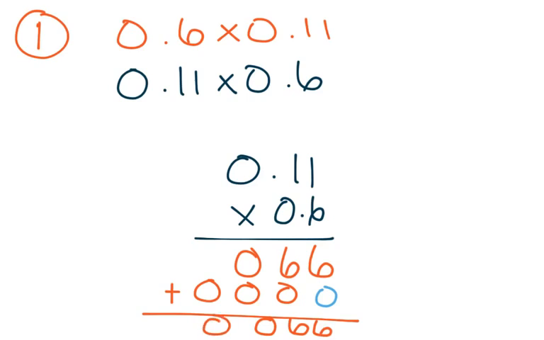Now what you do for multiplication is you count the numbers behind the decimals. There are 3 numbers behind the decimal in your factors. There should be 3 numbers to the right of the decimal. That's what I mean by behind, to the right of the decimal in your product. So the answer is 0.066.